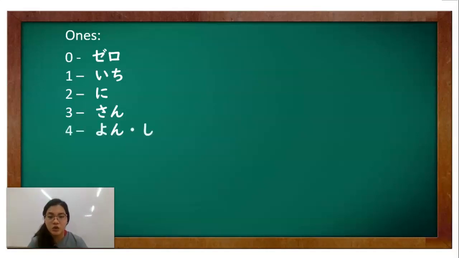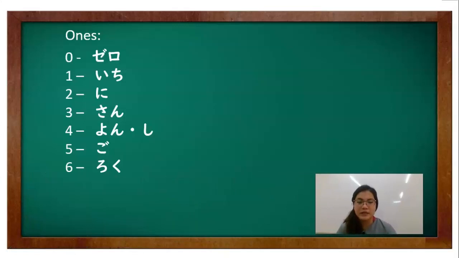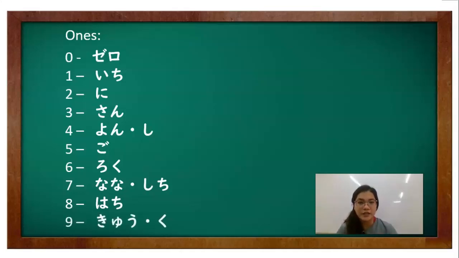4 is yon or shi. 5 is go. 6 is roku. 7 is nana or shichi. 8 is hachi. And 9 is kyu or ku.